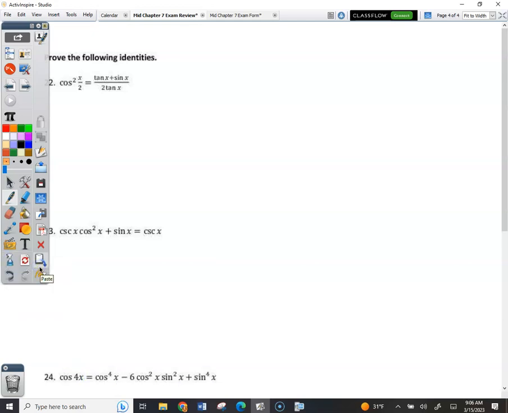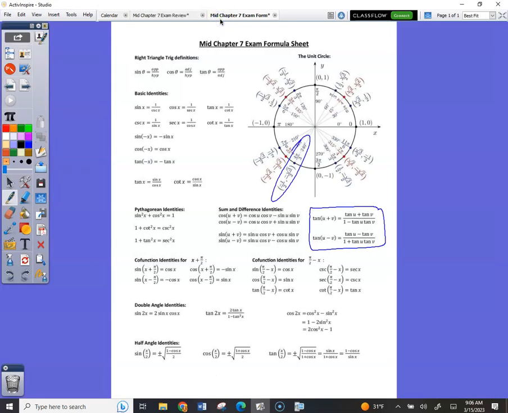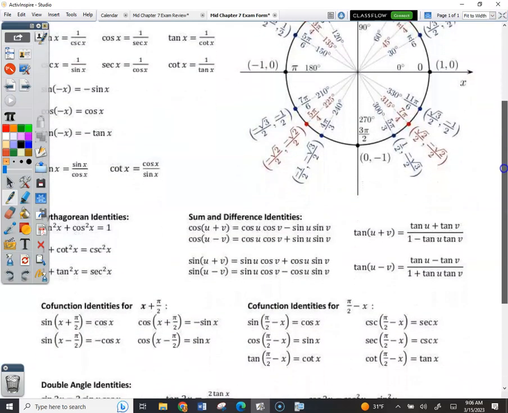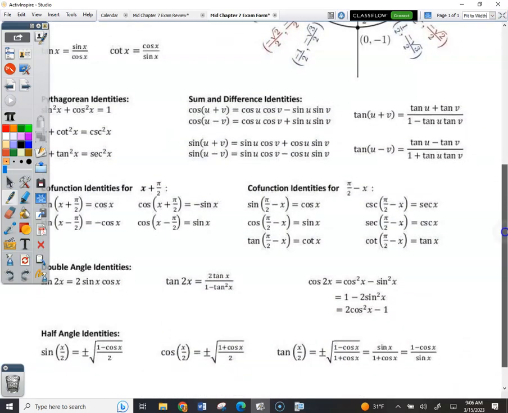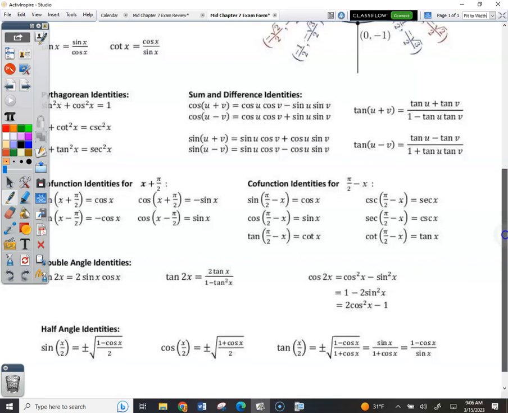All right, so number 22 is actually not as bad as it first starts out. That looks hideous. So I immediately said, okay, I need to work with the left-hand side because I don't even know what I'm looking at when you have that half angle identity in there. Go to the formula sheet. Half angle identity for, is it cosine? Yeah, cosine. Okay, there it is.